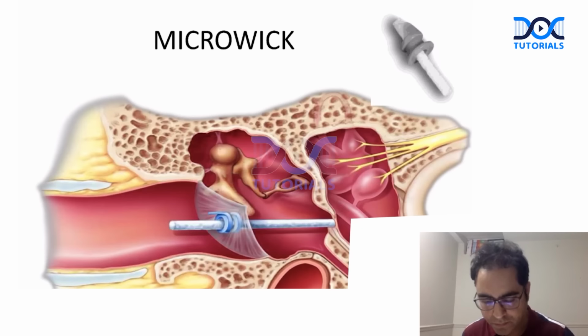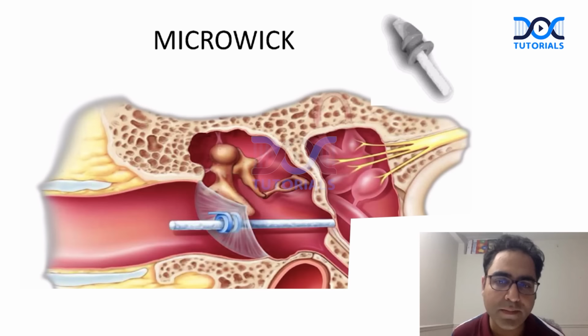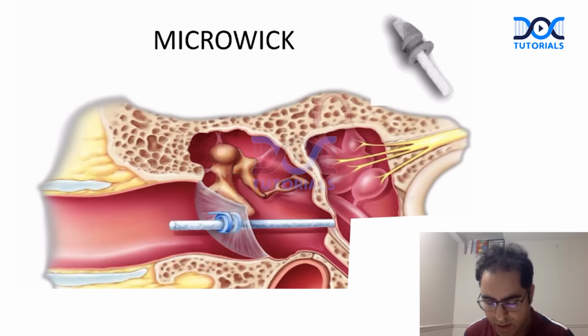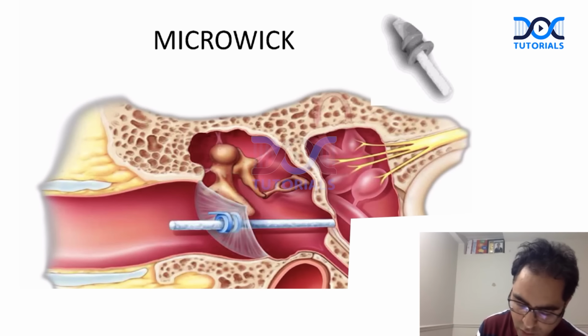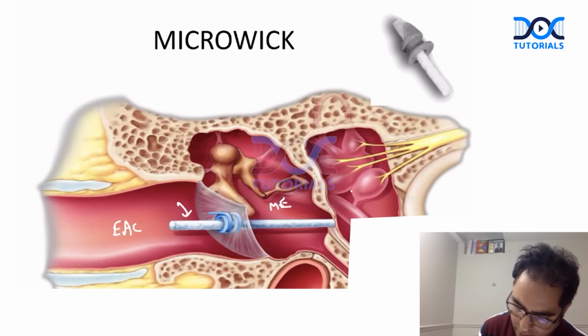Okay. Now, another new device, or you can say thing, we use in the ENT is the microwick. Microwicks are being used in ENT. What are microwicks for? Yes, please see. This is your external canal in front of you. This is your EAC, and this is the wick I'm talking about. This is your middle ear, and this is your inner ear.